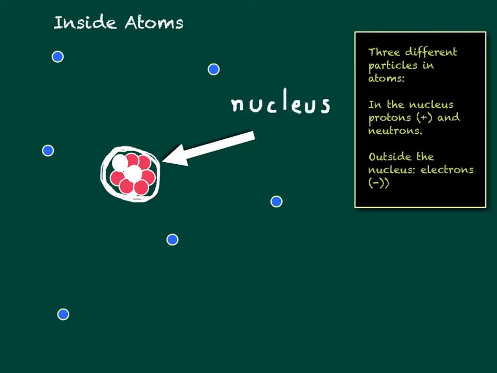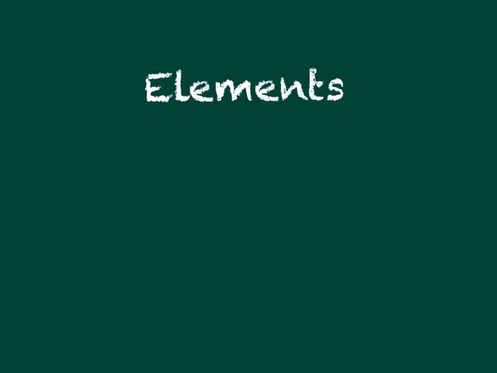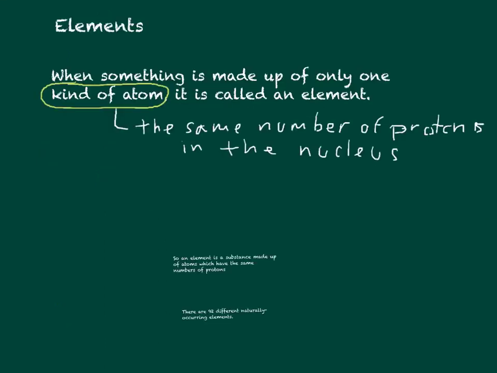And protons are positively charged. Electrons are negatively charged. And neutrons have no electrical charge. They are neutral. So we can move on to think about elements.